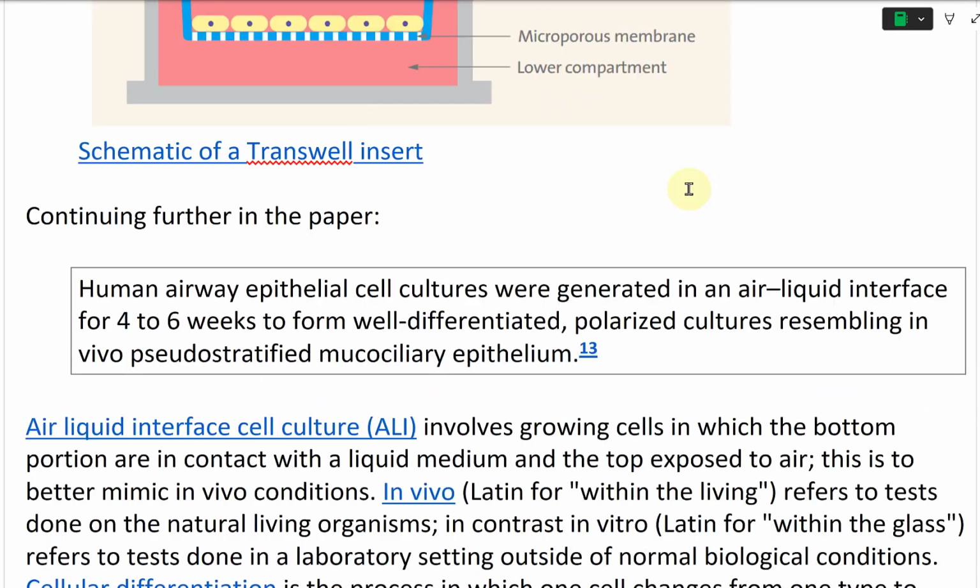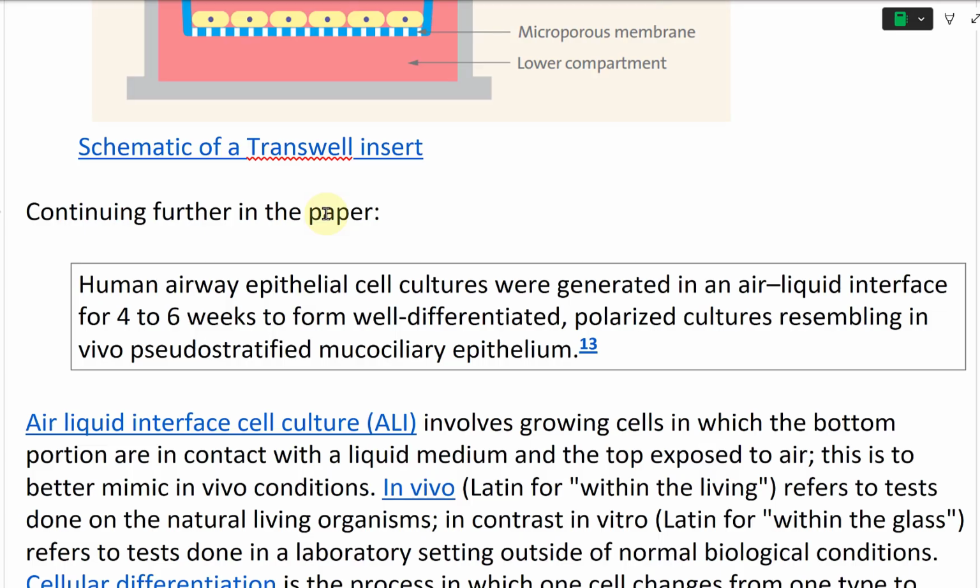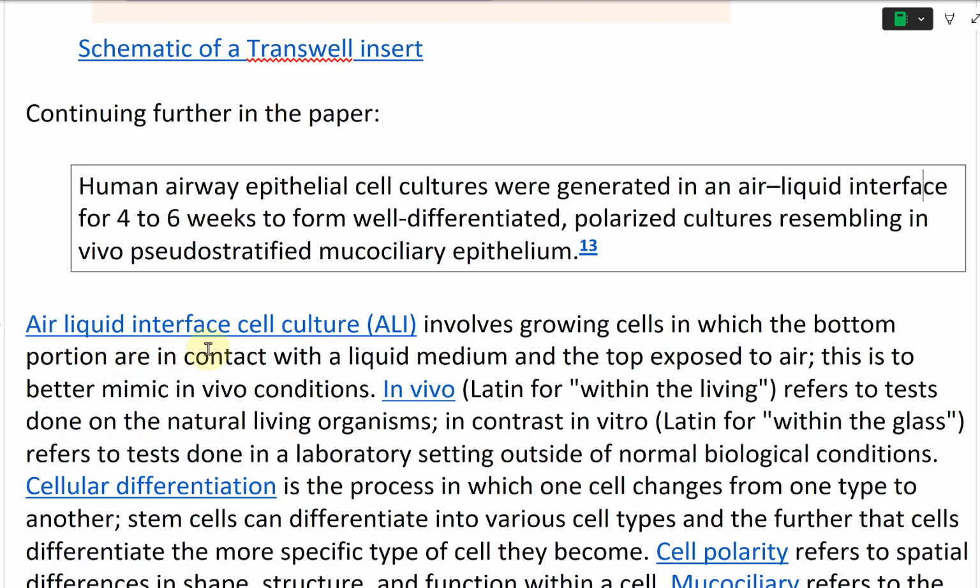And now continuing further in the paper: human airway epithelial cell cultures were generated in an air-liquid interface for 4 to 6 weeks to form well-differentiated, polarized cultures resembling in vivo pseudostratified mucociliary epithelium. All right, so let's make sense of all this. So air-liquid interface cell culture, or ALI, involves growing cells in which the bottom portion is in contact with a liquid medium and the top is exposed to air.